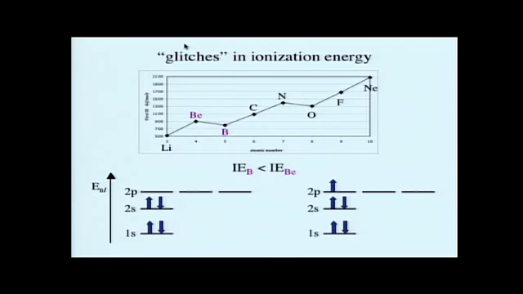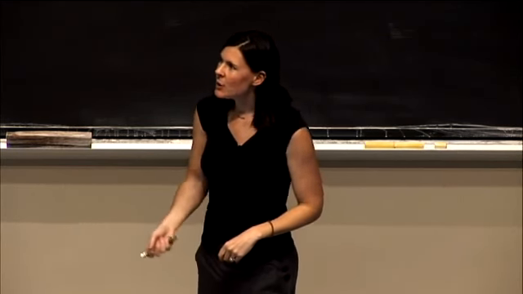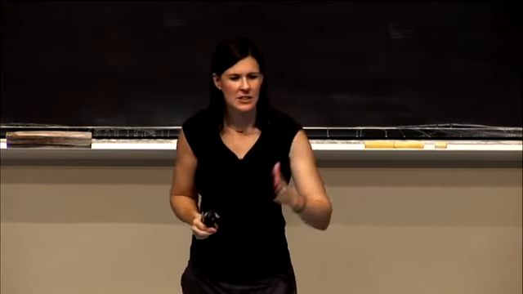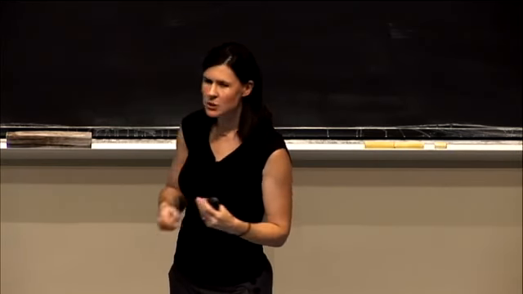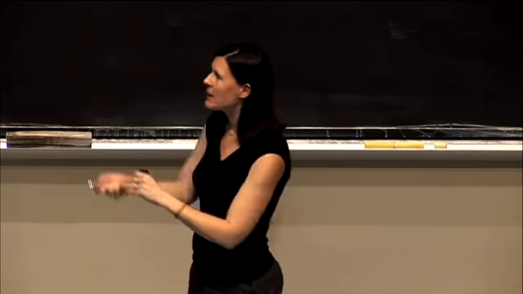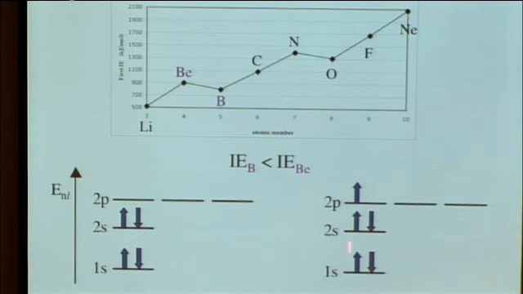And the glitch that doesn't make sense just through periodic trends is that it turns out that the ionization energy of boron is actually less than the ionization energy of beryllium. So I put the electron configurations and actually drew it on an energy diagram here so we can think about why this might be happening. So what is this? Which element did I chart here? Which one is that, the boron or the beryllium?